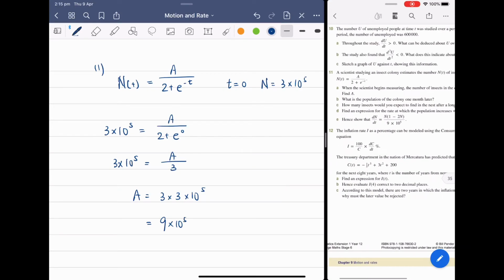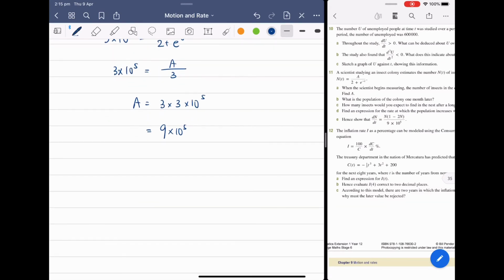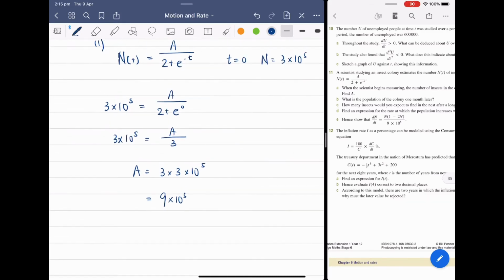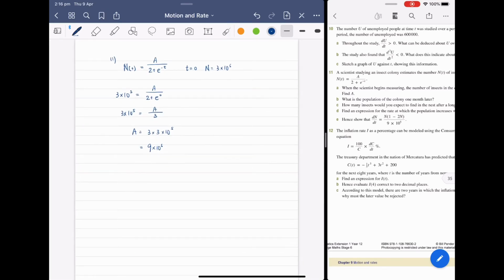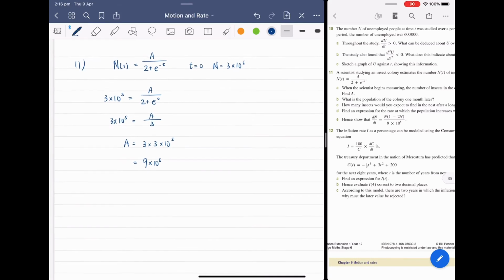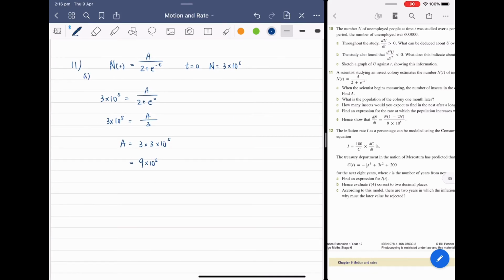All right, let's read what the second question is asking you. The question says, what is the population of the colony after 1 month? So 1 month later, what is the population? That should be quite easy here, because we have the formula, and all we have to do now is simply do some substitution to work out the answer. So that's question 11, part B.